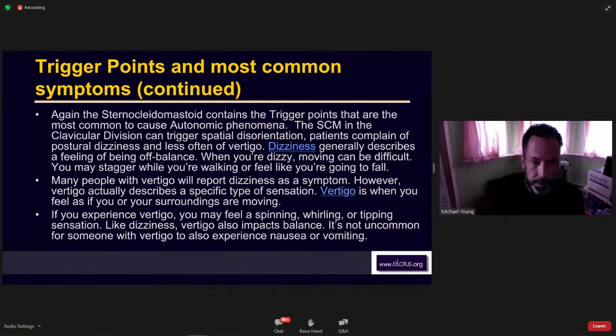Dizziness generally describes being off balance, and you might feel like you're going to fall. Many people with vertigo will report dizziness as a symptom. However, vertigo actually describes a specific type of sensation. Vertigo is when you feel as if your surroundings are moving. If you experience vertigo, you may feel spinning, whirling, or tipping. Vertigo also impacts balance. It's not uncommon for someone with vertigo to also experience nausea or vomiting.